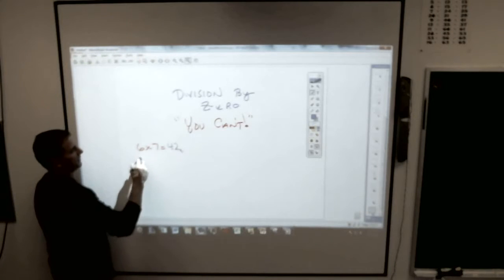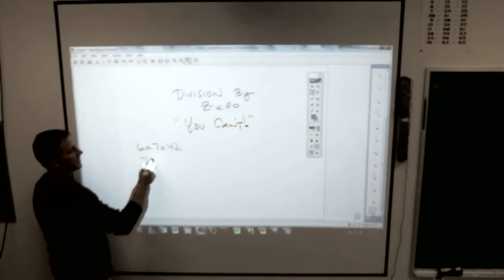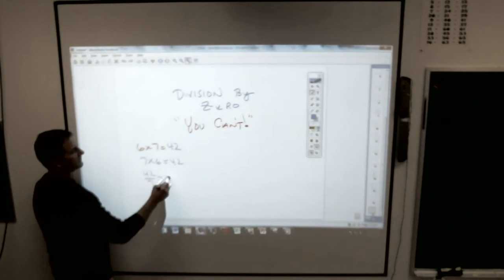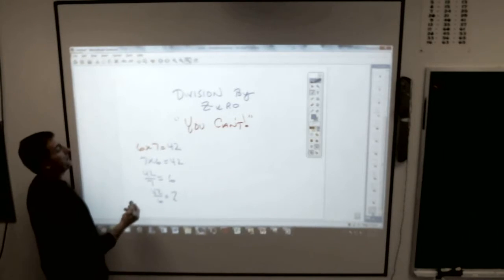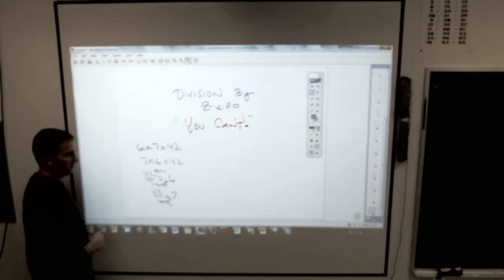is 42, and then 42, 7 times 6 is 42, 42 divided by 7 is 6, and 42 divided by 6 is 7. Back to the thought. These two times themselves have to give you the top.